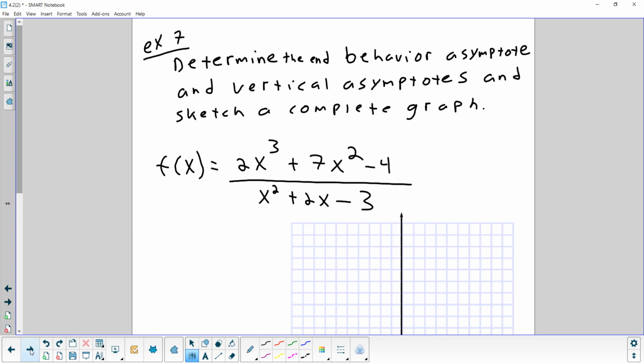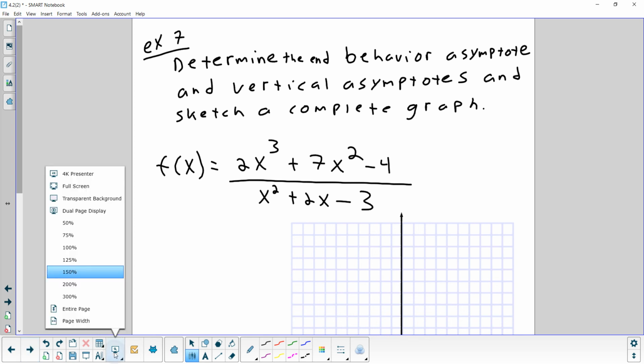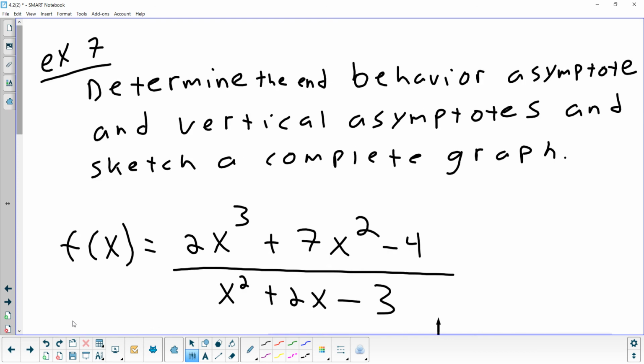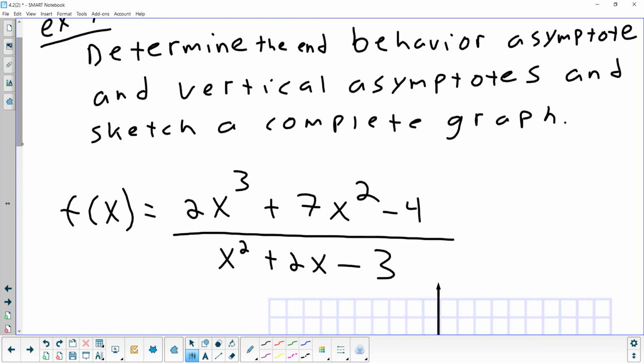Now, let's look at this one. So we want to sketch it. What's the degree in the top here? 3, and the degree in the bottom? 2. And that's a difference of what? 1. What was the difference in the last problem? It was 2. So this is only a difference of 1. So let's see what kind of asymptote we get this time.